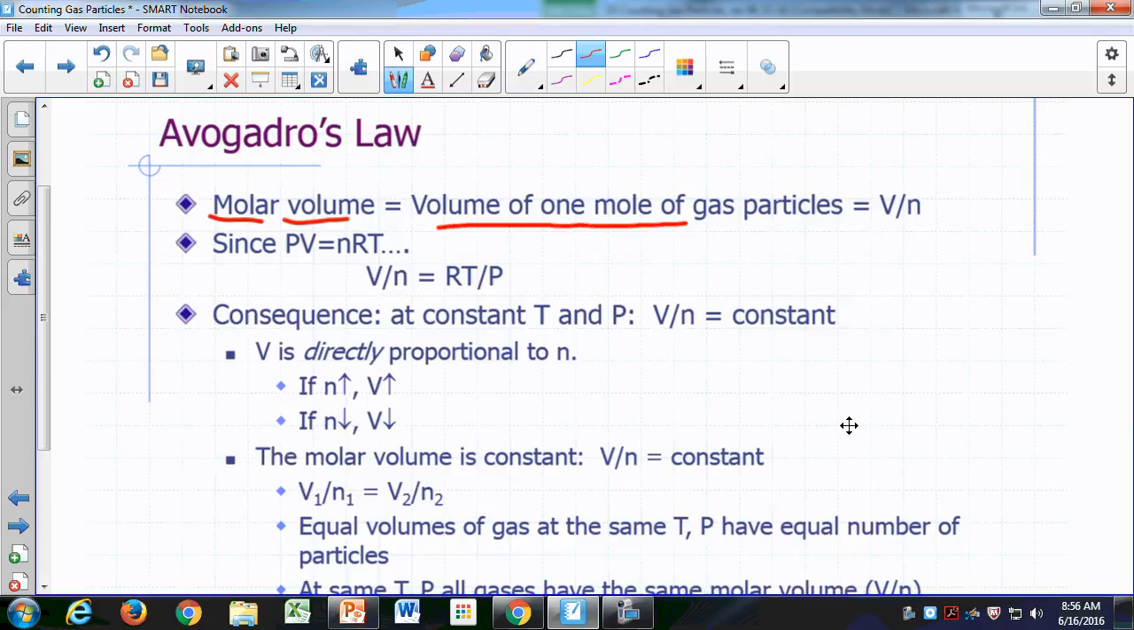To calculate the molar volume, you simply divide the volume by the number of moles. The unit for that would be liters, a unit for volume, divided by the unit for moles, which is mole. So liters per mole.